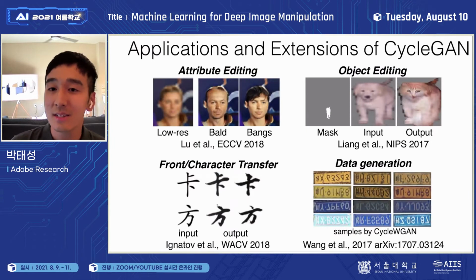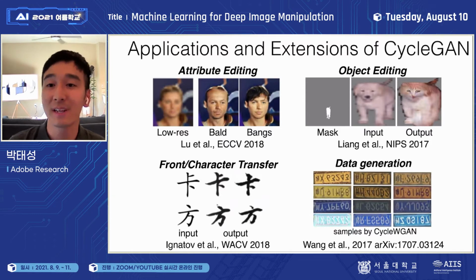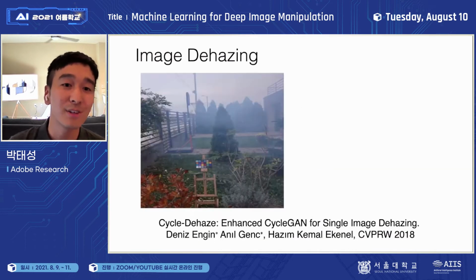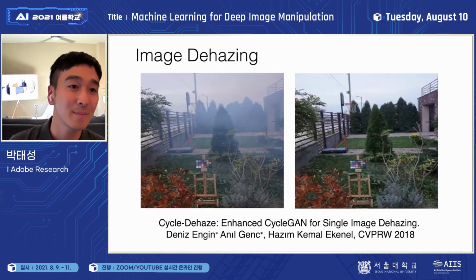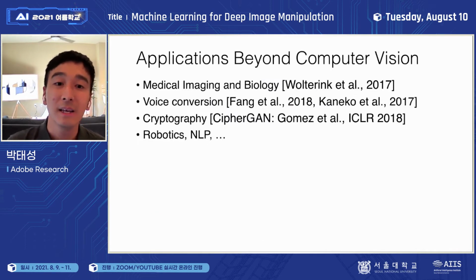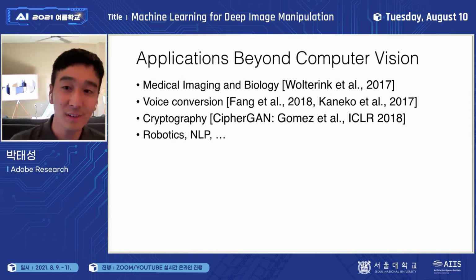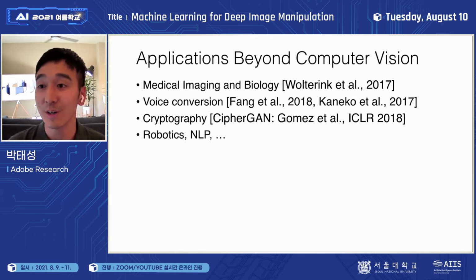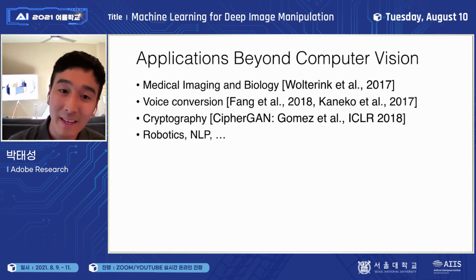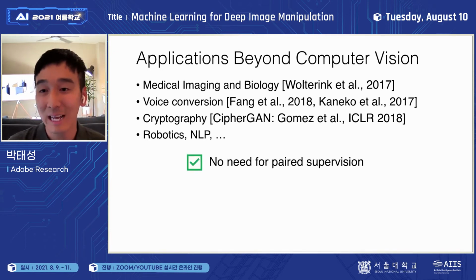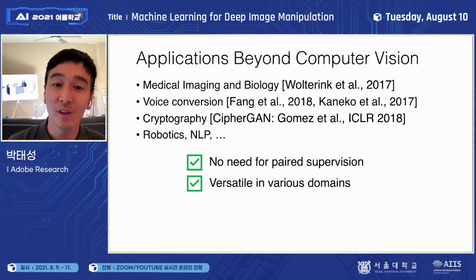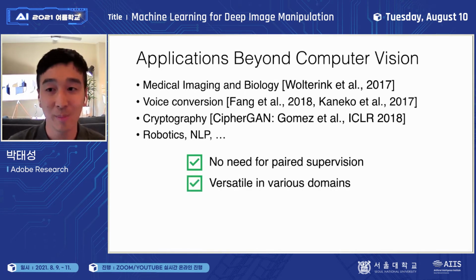Moreover, domain adaptation is not the only application of Cyclogen. It can be used in many different applications, ranging from object editing, font transfer, data generation of license plates, or even photo enhancement like image dehazing. It has been also used in other research fields like medical imaging, voice conversion, or even cracking simple ciphers. I think Cyclogen had an advantage of not requiring paired supervision with a loss function that can be generalized to other domains. However, it's not perfect at all.